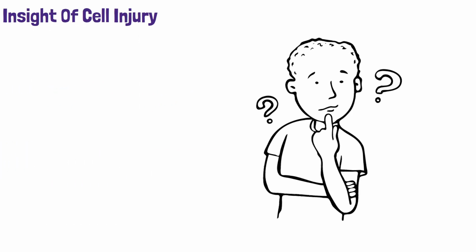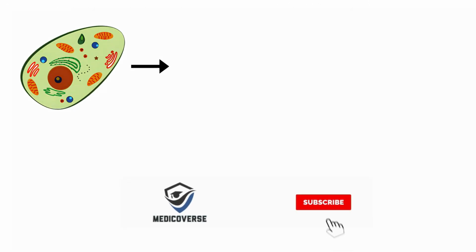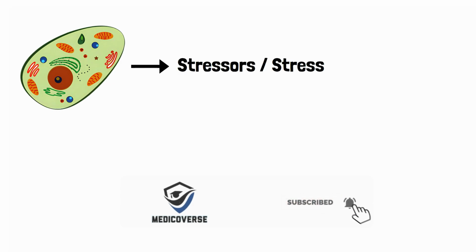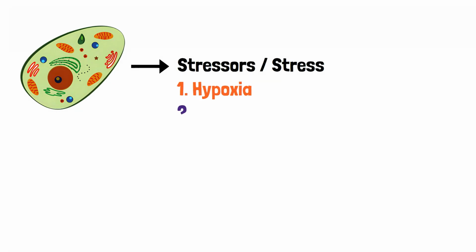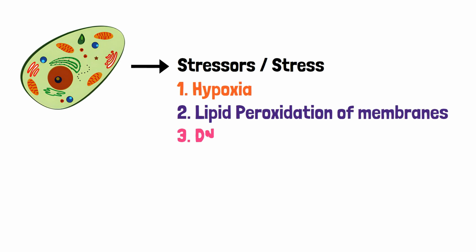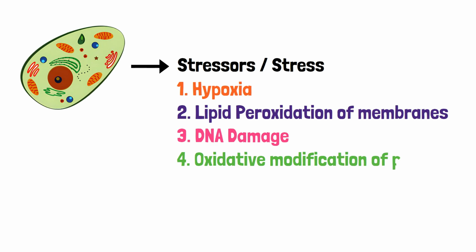So what is cell injury? It can be understood as when a cell is exposed to stress or various kinds of stressors, like hypoxia being the most common stress, lipid peroxidation of membranes, DNA damage, oxidative modification of proteins, free radicals, etc. They cause cell injury. Now, the cell tries to adapt to the change.